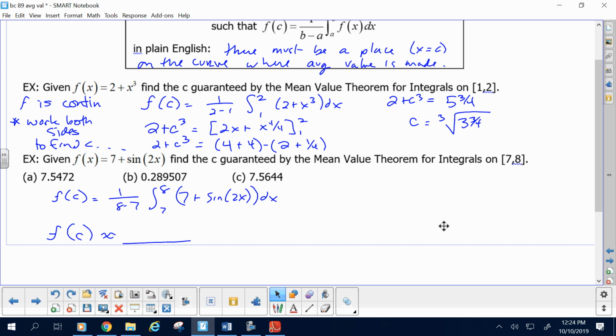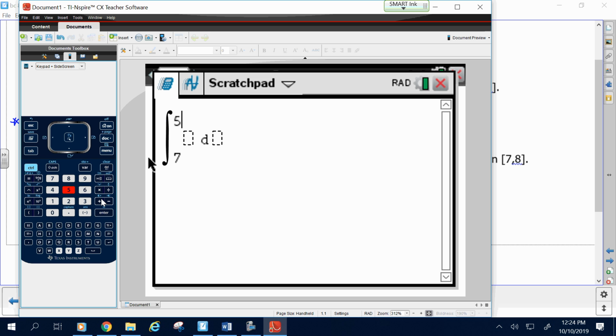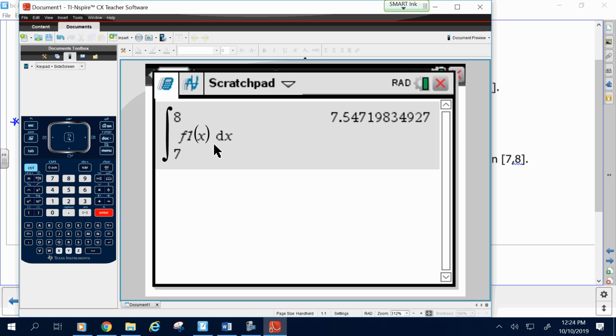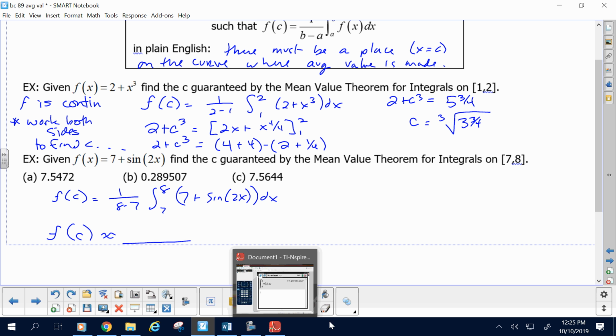All right, so I got my big idea. What now? What should I do next? Solve the integral? Find the average value? Okay, I will find the average value. Shift plus 7 to 8. Oops. 8. Did you get 7.5471 for the average value? Oops. No? Yes. Yes. Okay.